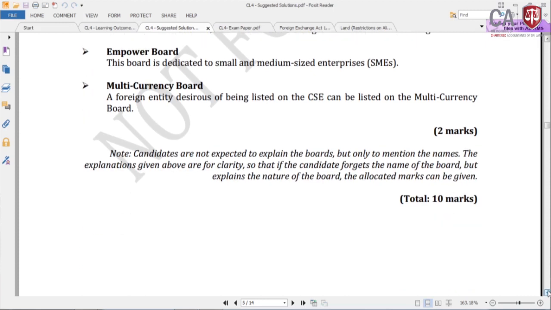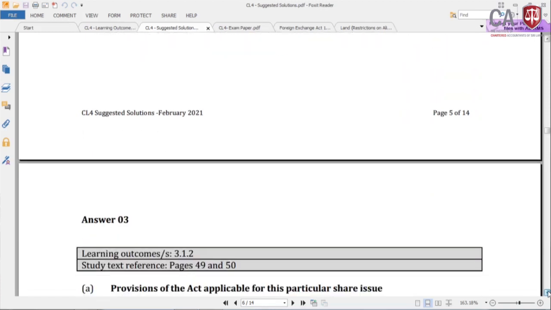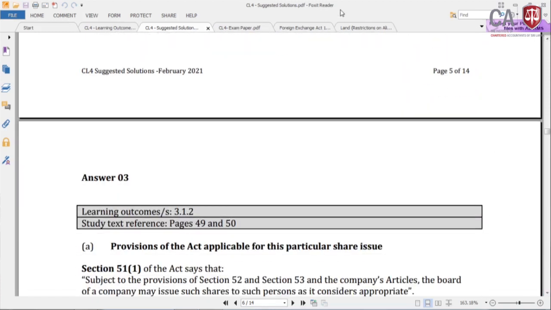So now you see that the examiner has noted that the candidates are not expected to explain the boards, but only to mention the names. The explanations given above are for clarity, so that if the candidate forgets the name of the board but explains the nature of the board, the allocated marks can be given. So this is a very good tip in that case.